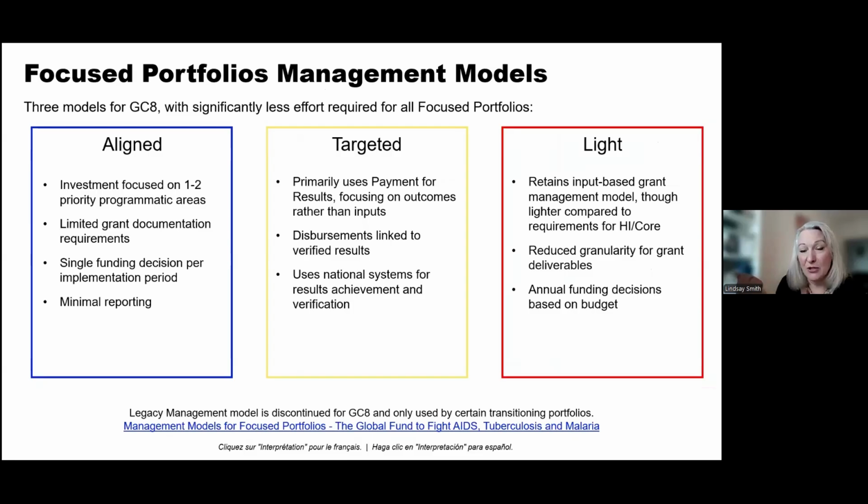The targeted model is primarily using a payments for results approach. And then the light model is input-based, using the modules and interventions in the performance framework as normal, but with fewer than the high impact and core portfolios would. If you have questions on this, we can answer those during the question and answer section.